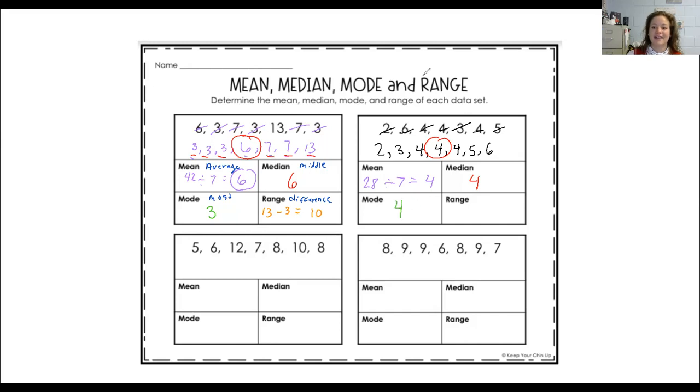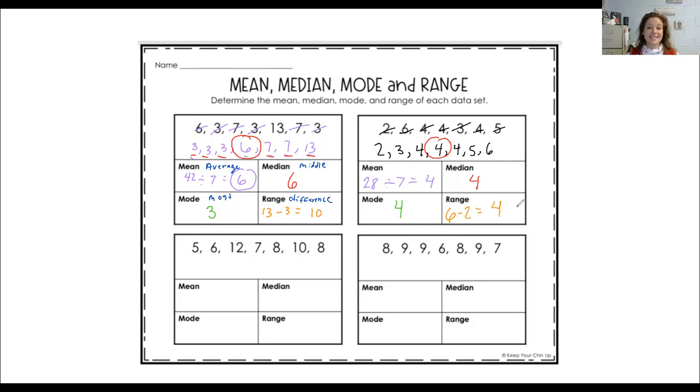4. Very good. And then last, the range. We are trying to find the difference between our largest or greatest number and our smallest number. So our greatest number is 6 and our smallest number is 2. So 6 minus 2 is 4.